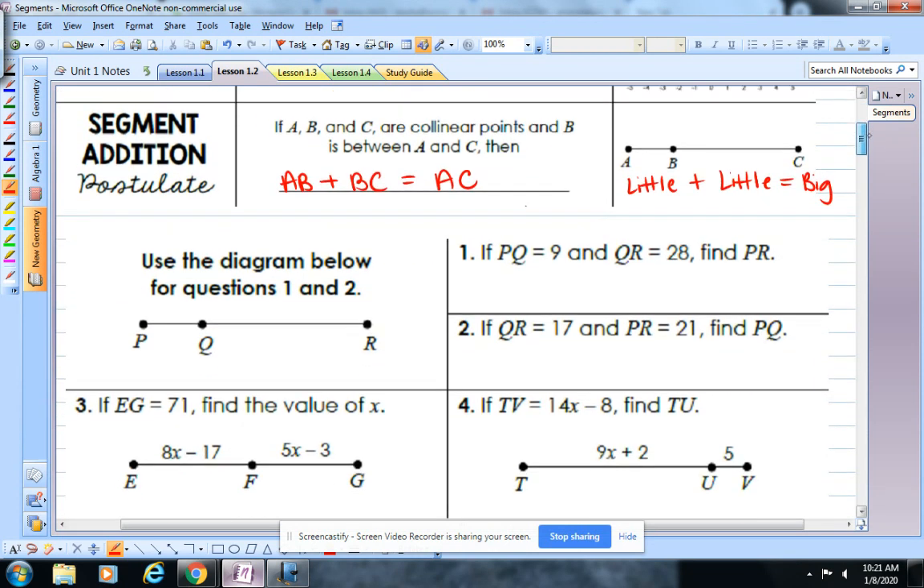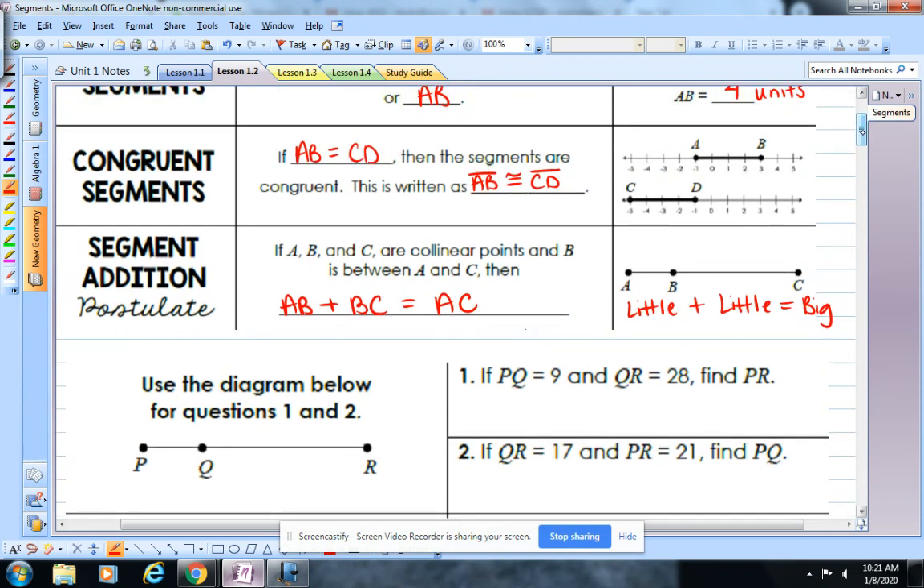All right, let's do some examples. The next one says we're going to use this same diagram to answer questions 1 and 2. So we have this diagram. I've got segment PQ, which is a smaller segment, QR that's a little bit bigger than PQ, and also the total segment is PR, right? So number 1, they tell us what the measures of 2 of the segments are. Y'all see that? They tell us 2 measures. Draw those on the picture. We're going to use pencil so we can erase it and do number 2.